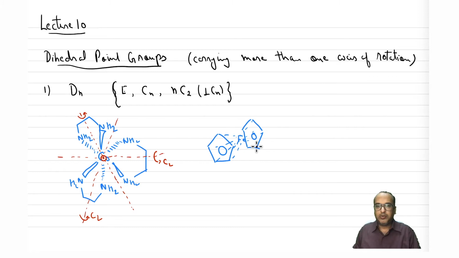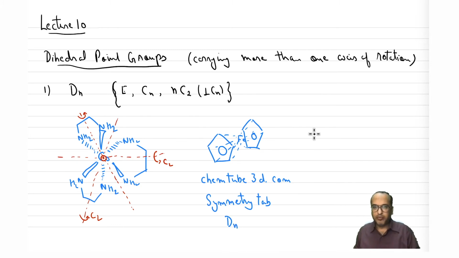So I understand that it is not clear, because it's a 2D plane, so I request you to go to chemtube3d.com and under the symmetry tab, find this molecule under the Dn point group or D5 point group. So maybe another way of drawing this molecule will be, let me show you. So it is something like this.